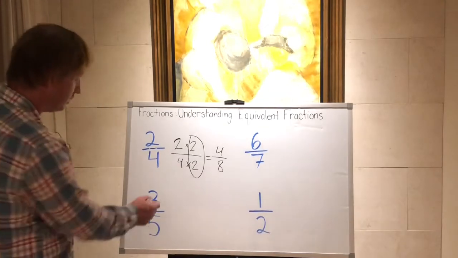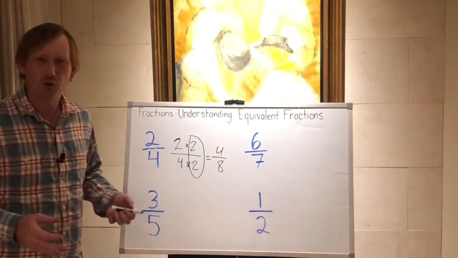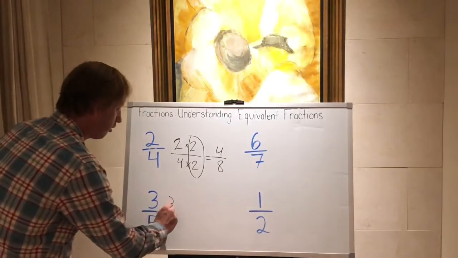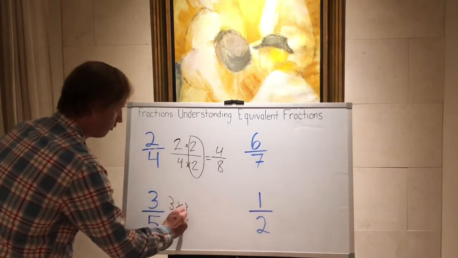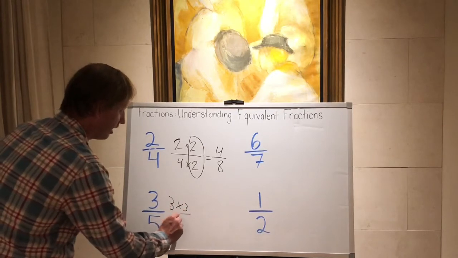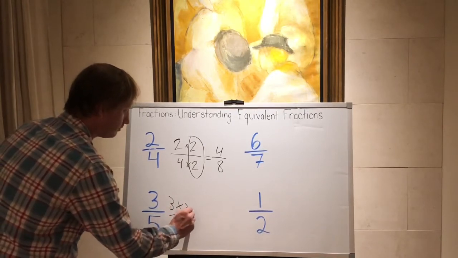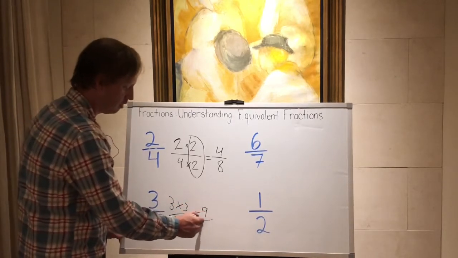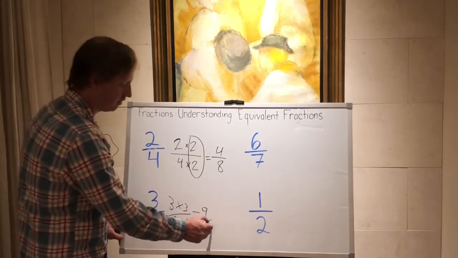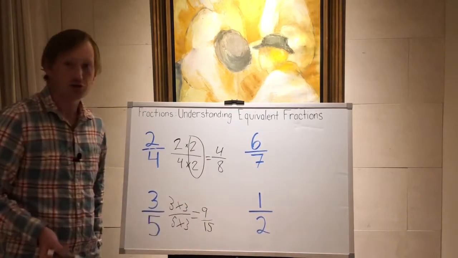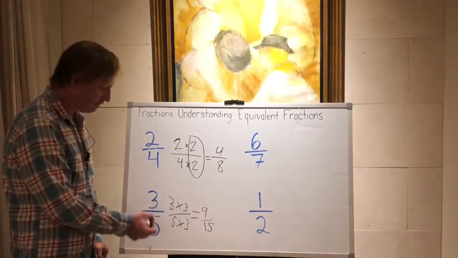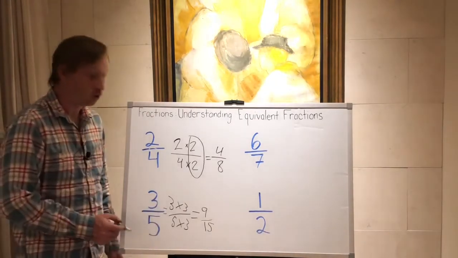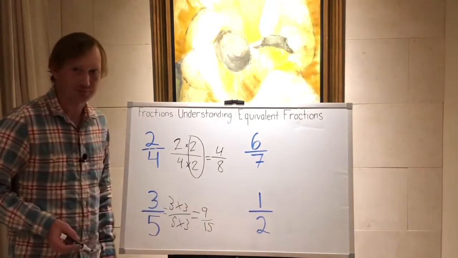The first one we'll do is 3/5. I'm going to multiply each one by 3. So we have 3 times 3 over 5 times 3. 3 times 3 is 9, and 5 times 3 is 15. So that means that 3 over 5 is equal to 9/15.